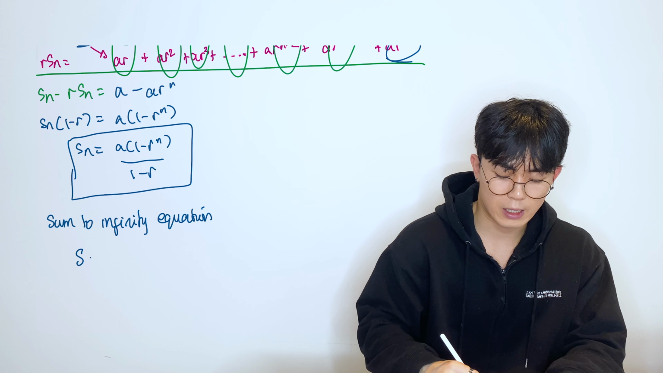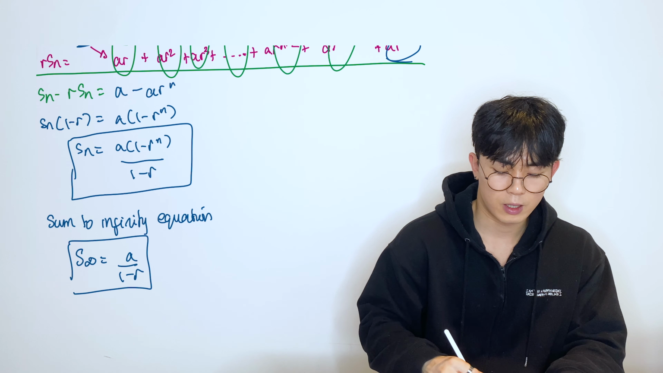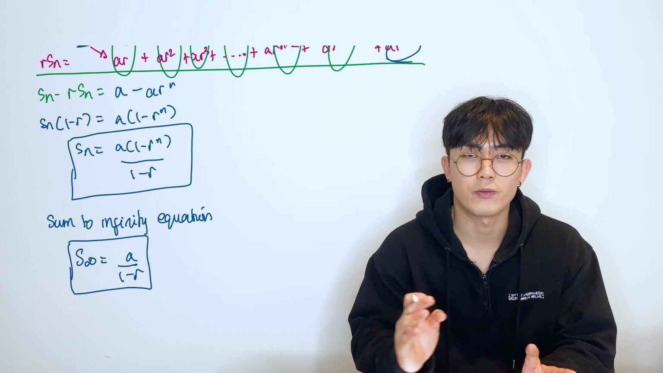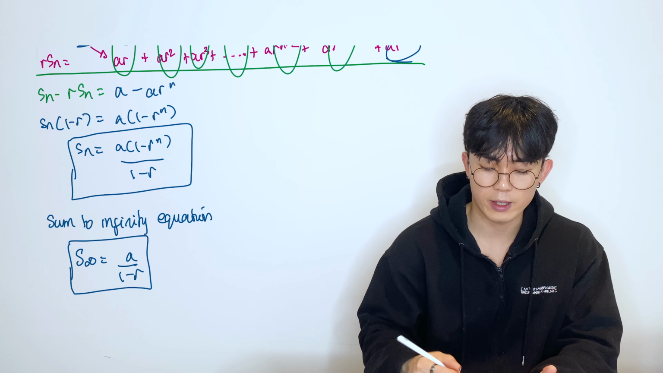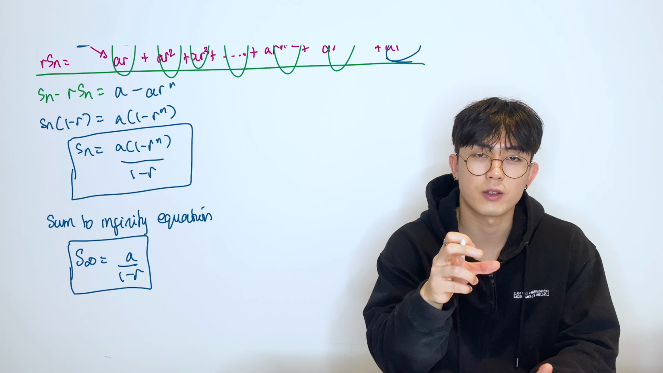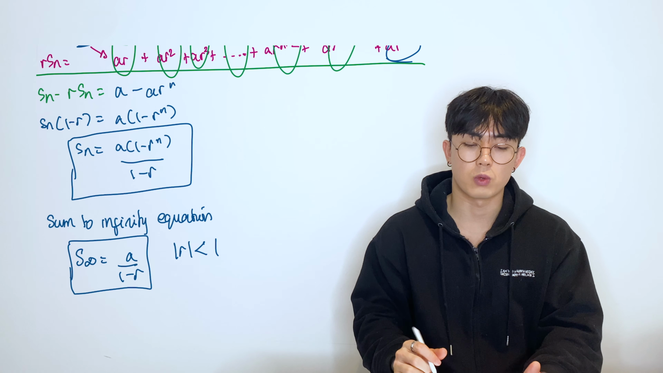And that is S to the infinity is a over 1 minus r. Now, this is used to work out the sum from the first term to the infinite term, okay? And so you can use this equation here. It's derived from the sum equation, but it only works for a certain value of r, and the magnitude of r has to be less than 1.